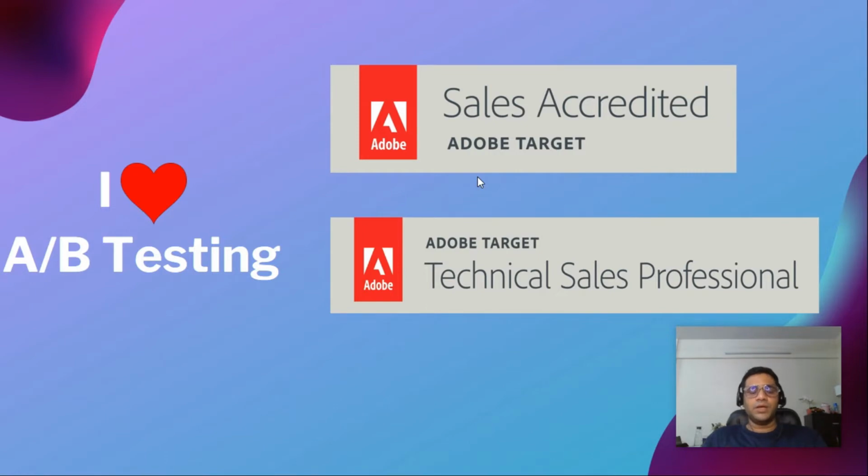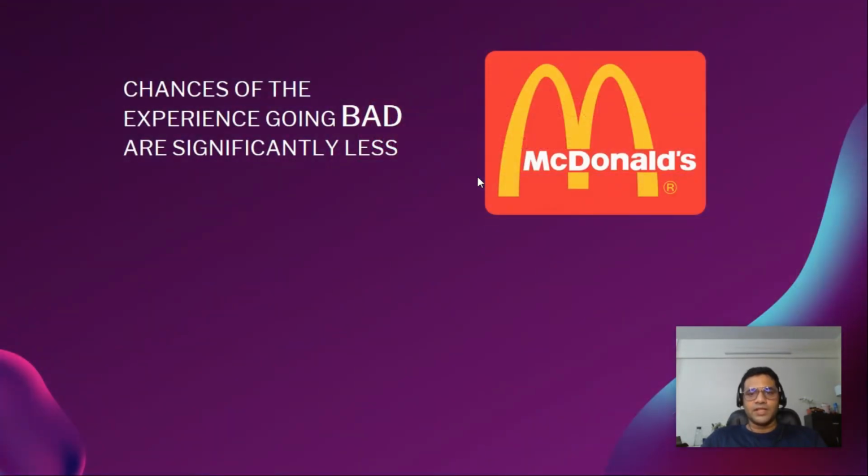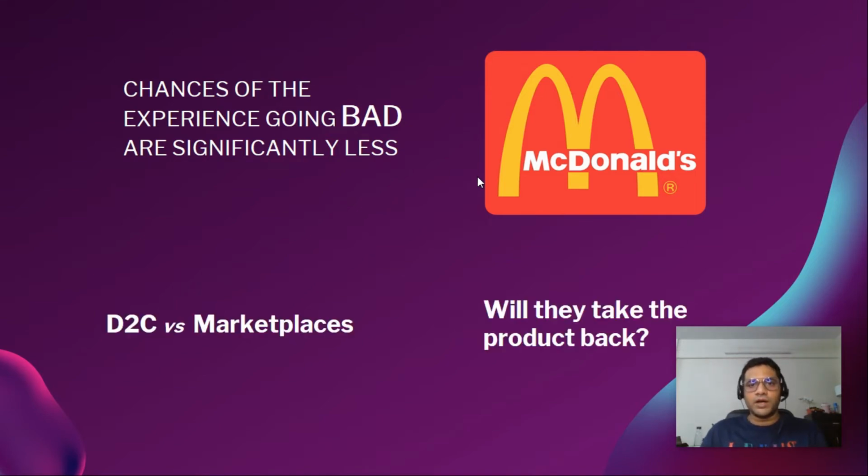And that brings me to the second shortcoming in this approach. The second shortcoming is that it doesn't really factor actively for human psychology or buying triggers. So let me very quickly give you two examples. The reason why we love McDonald's is that the chances of experience going bad are significantly less. So that's a buying trigger for you. Similarly, whenever you order from a D2C marketplace, the first thing that comes to your mind, or at least to my mind, is: will they take my product back?